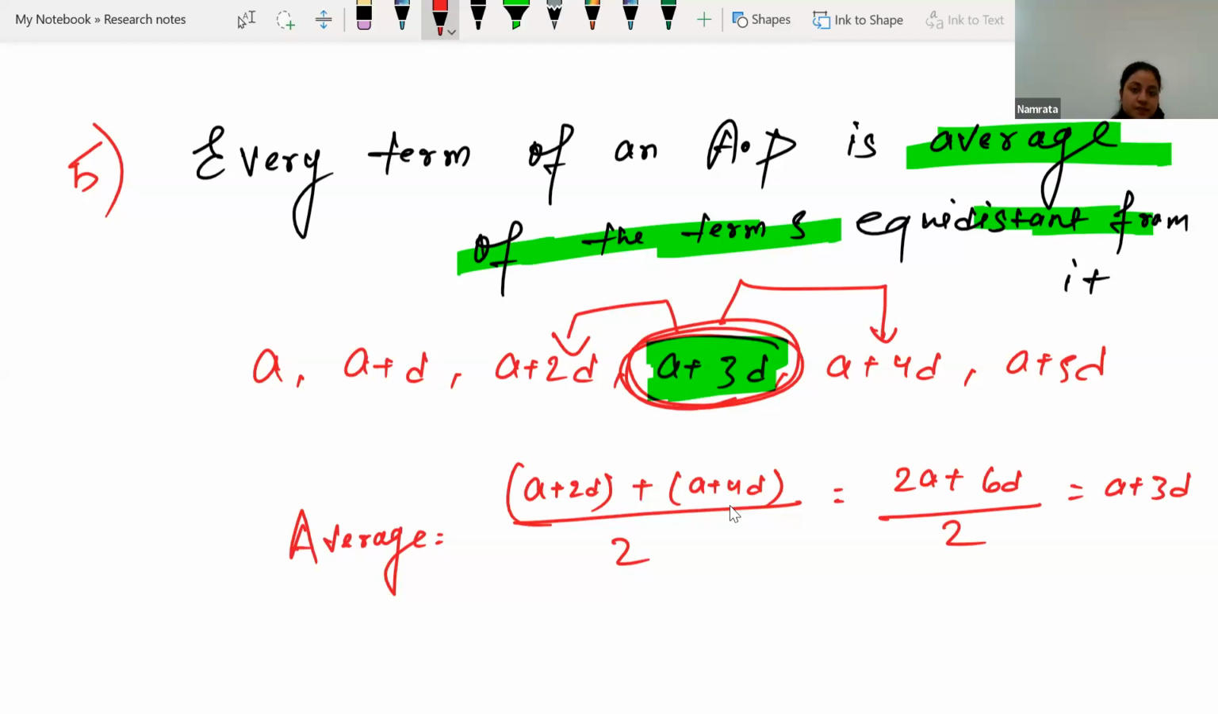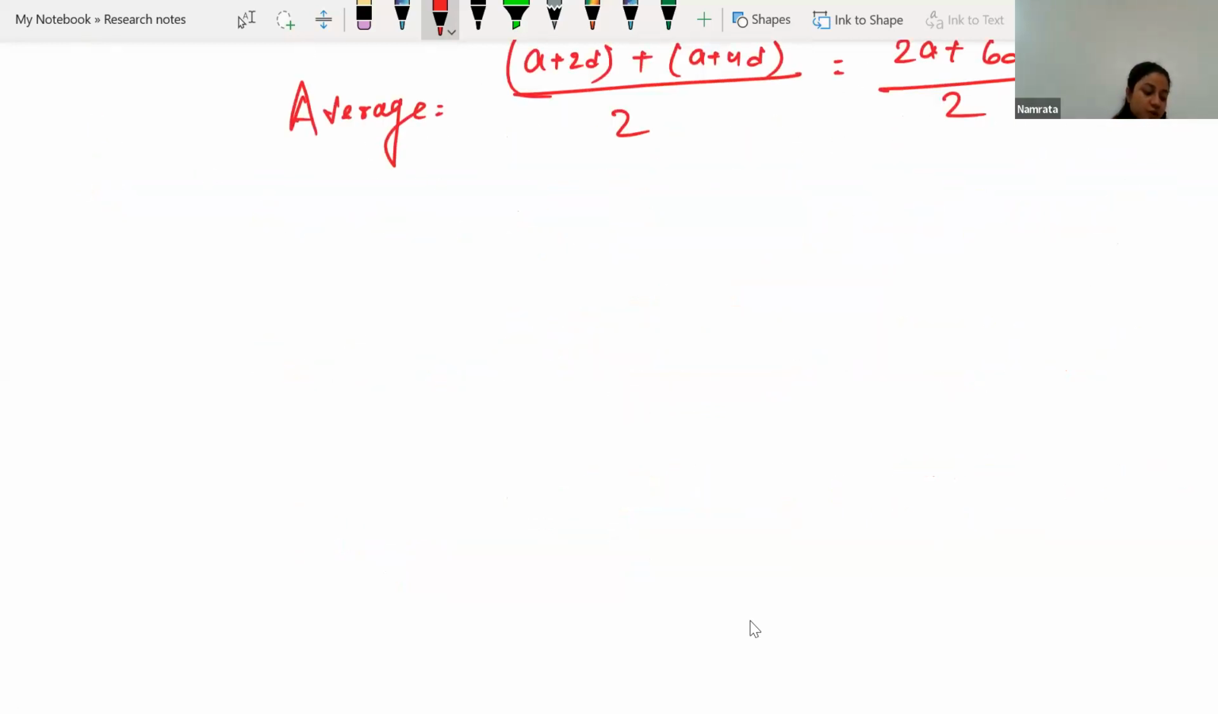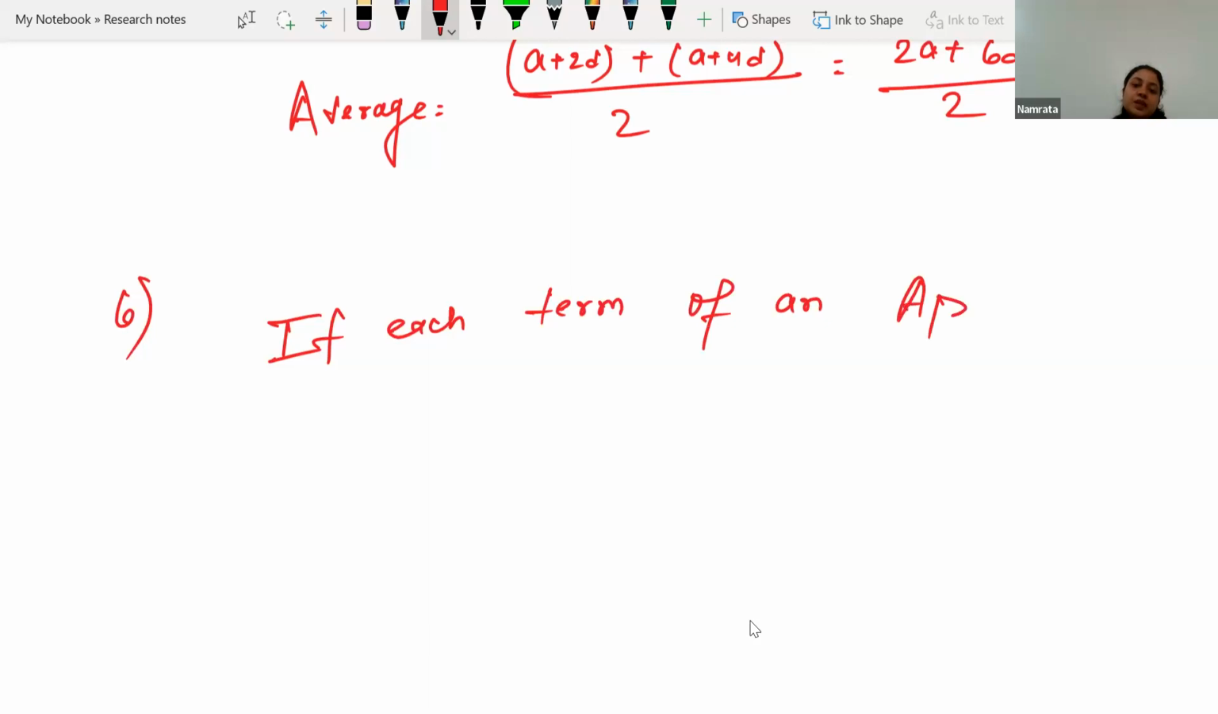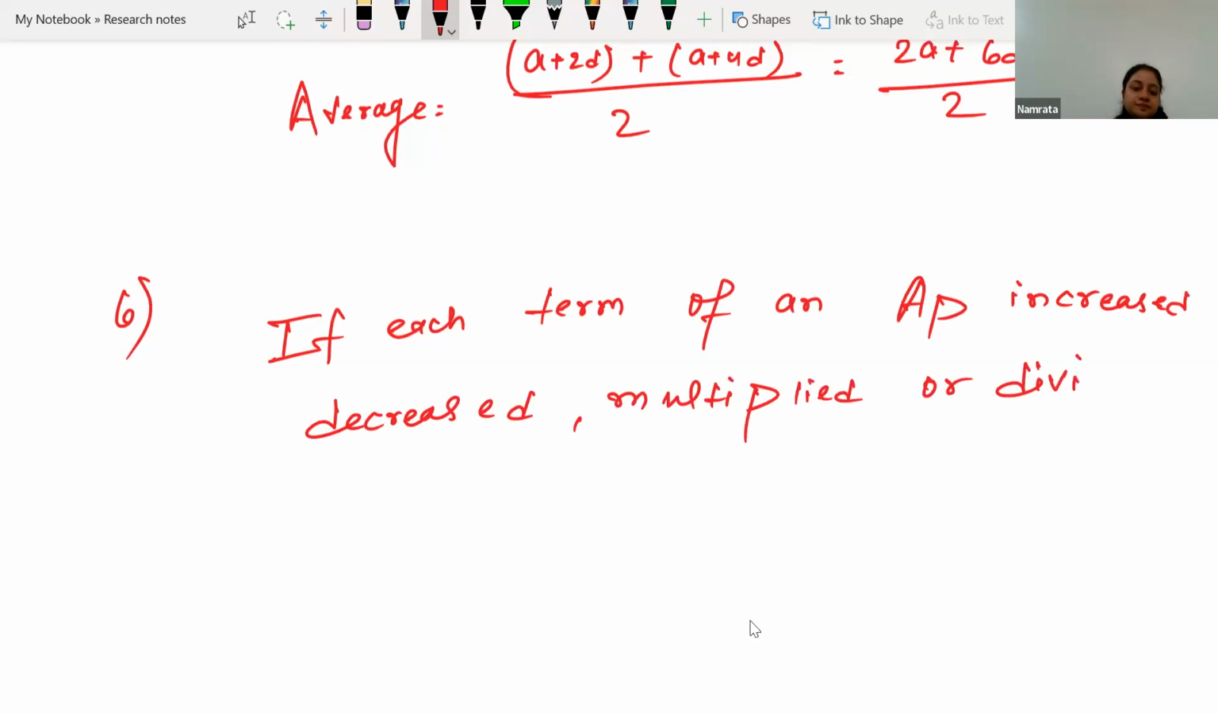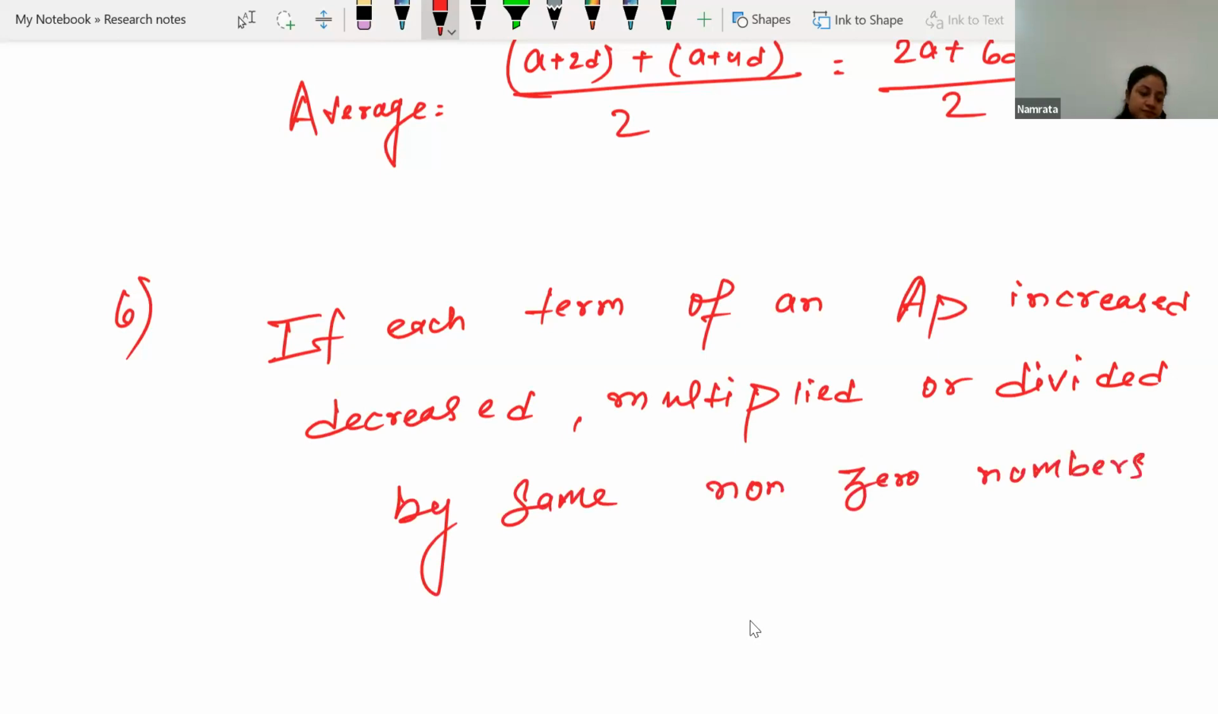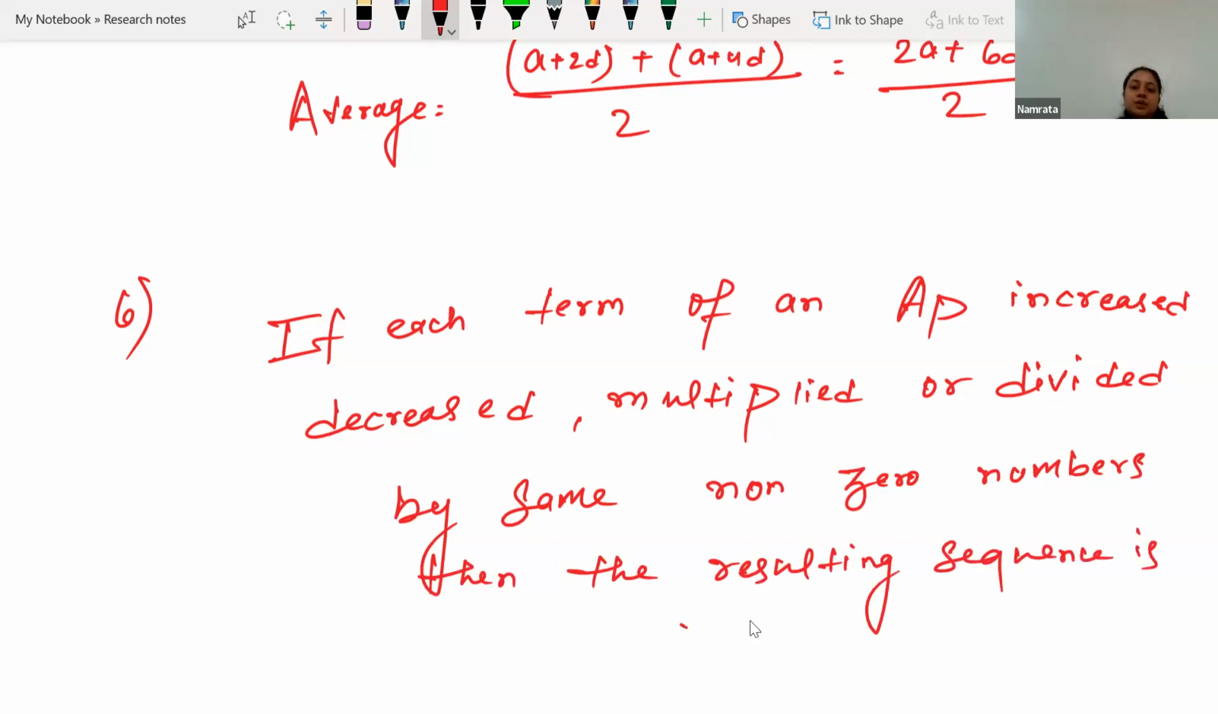Now the last property says: if each term of an AP is increased, we will be solving one question related to it to understand it, or decreased, multiplied, or divided by the same non-zero number, then the resulting sequence is also in AP.